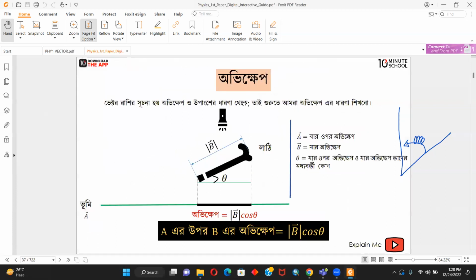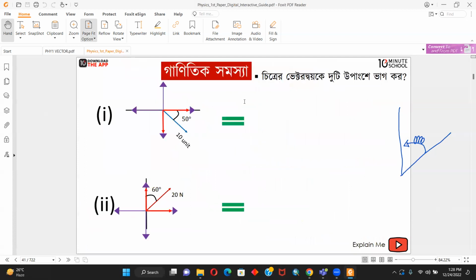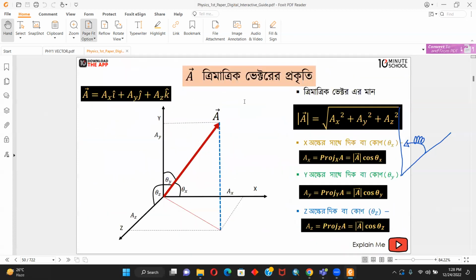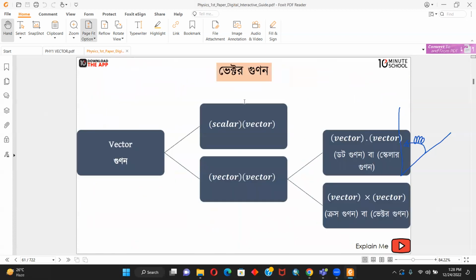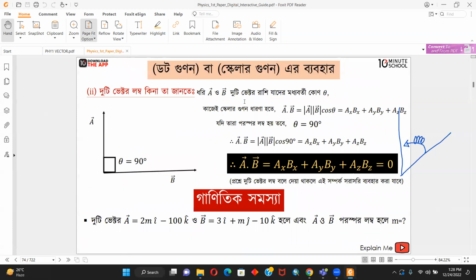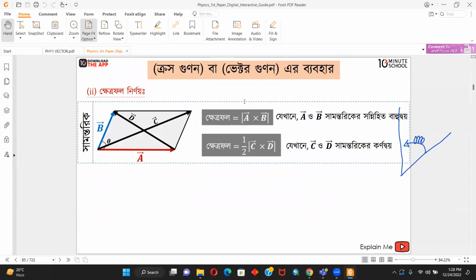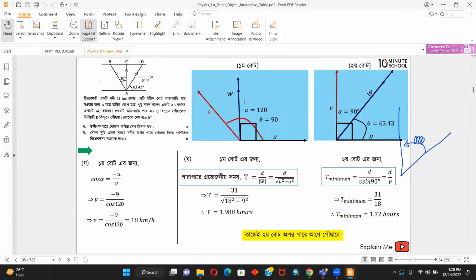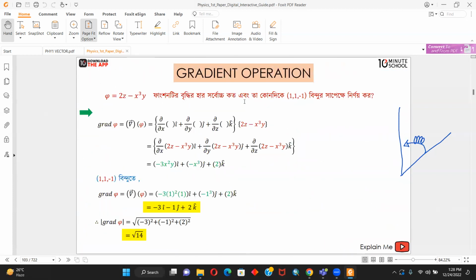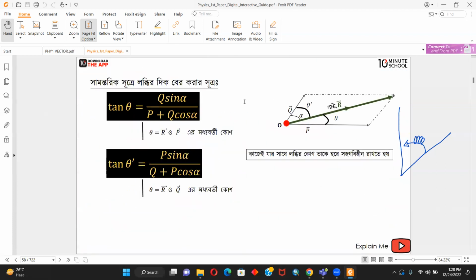I think there's some better visual representation here. Just a second, let me check. I think I've lost it.